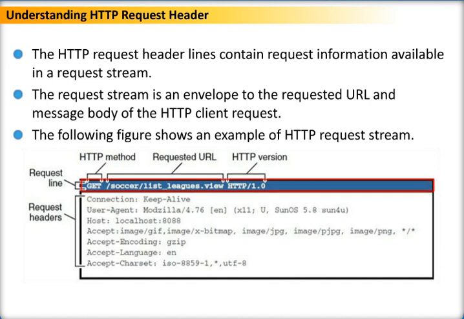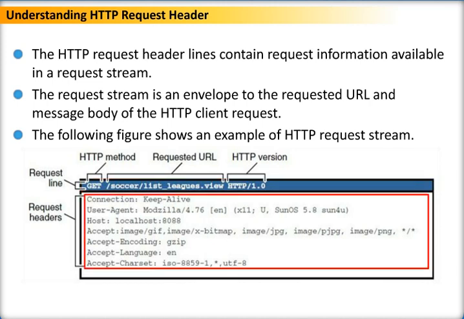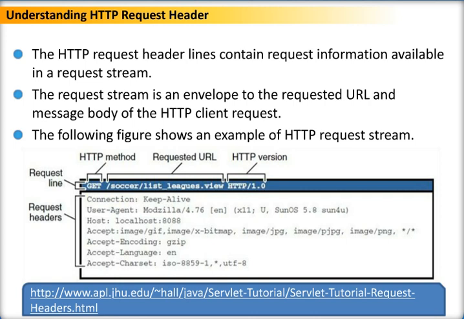In this figure, the request line shows the HTTP GET method, the URL and the HTTP version. The request line can be followed by any number of request header lines. Each request header includes the header name with its value, for example, connection, followed by a colon character and a space, and then the value of the header. The list of headers ends with a blank line. There can be an optional message body after the blank line. To know more about the request header lines, you can refer to the given link.